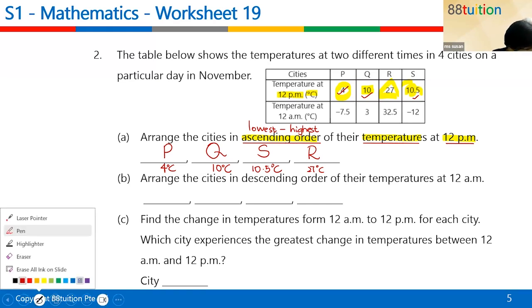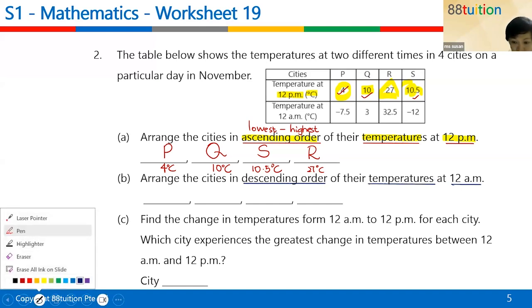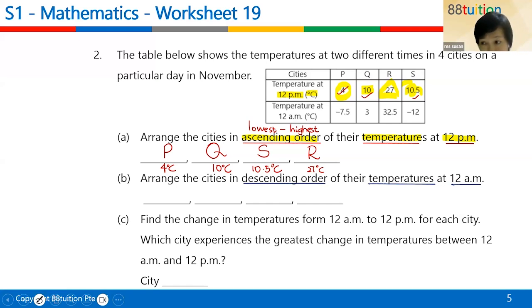Okay, next one. Arrange the cities. Now he is talking about cities in descending order of the temperature, at 12 a.m. using temperature. Okay, let's try this. For those who have not done, quickly get down your pen and then put your answer into the chat function now. Give me the answer. Thank you, Alphonse. Good.